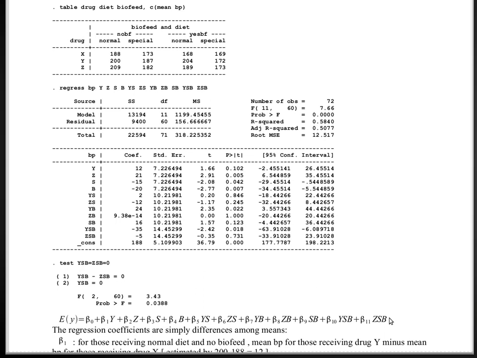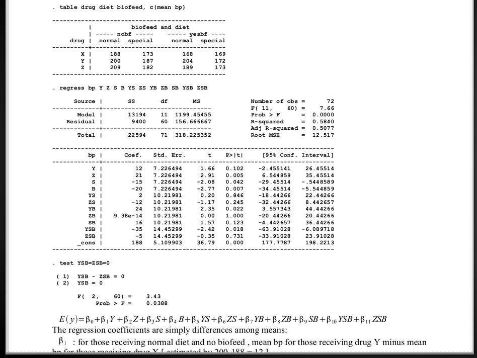All right, let's take an example. Let's take the example of beta naught here. Beta naught is indeed the expected blood pressure for those receiving drug X, for those receiving the normal diet, and for those receiving no biofeedback. So that is an expected value, beta naught. Again, you can specialize all of these pieces. You may find it instructive to do so.